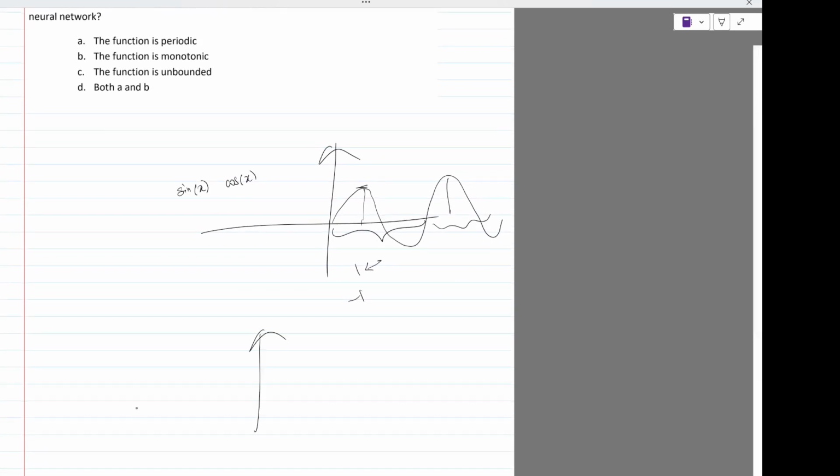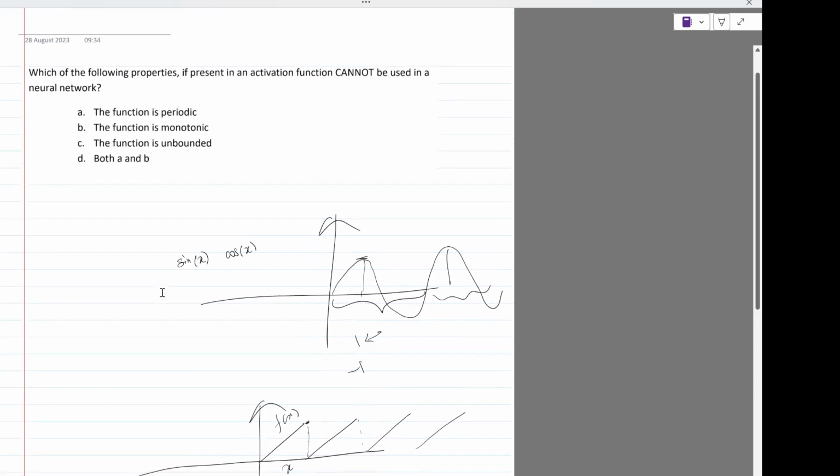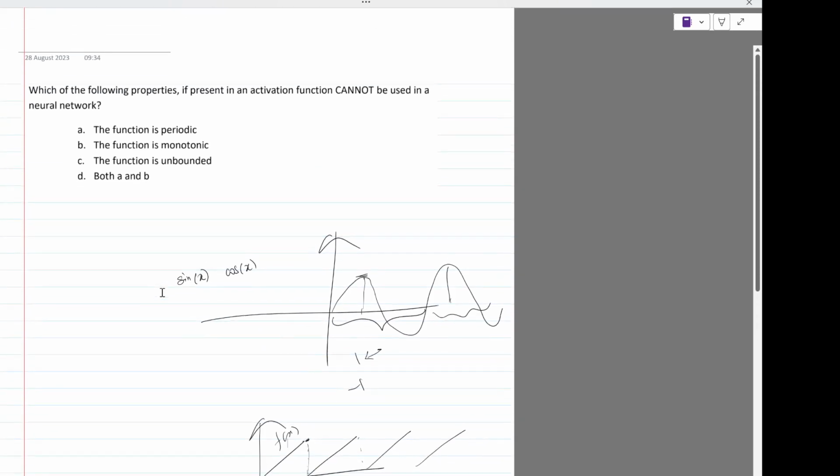And this can also be a periodic function. But here the gradient is not 0, but at this point the gradient is not really defined. But what is happening is the same f of x is mapped to different x values. So the function being periodic is not a property that we want. So this is one of the properties. The other property is the function is monotonic.